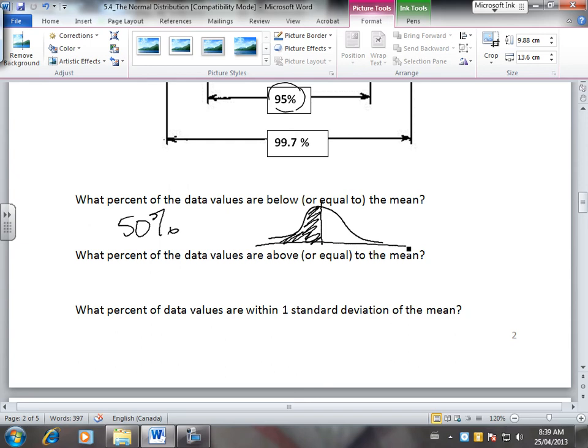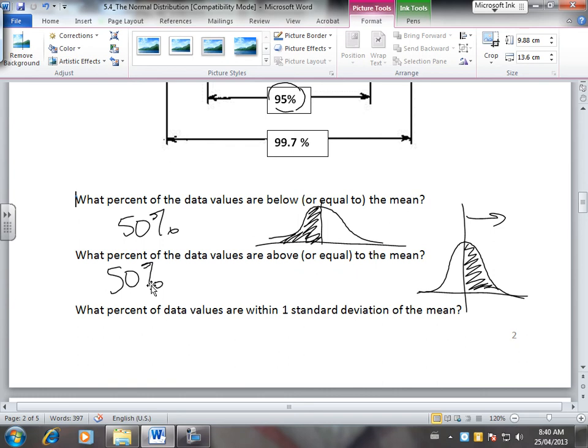What percent of the data values are above or equal to the mean? If I draw my bell curve again, and there's my mean, and I want to go above or equal to the mean, I go to the right and fill in this half, and again, it's 50%.